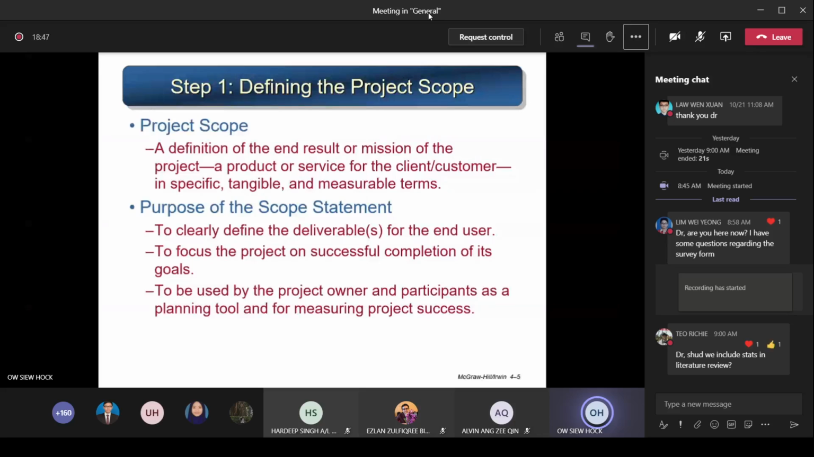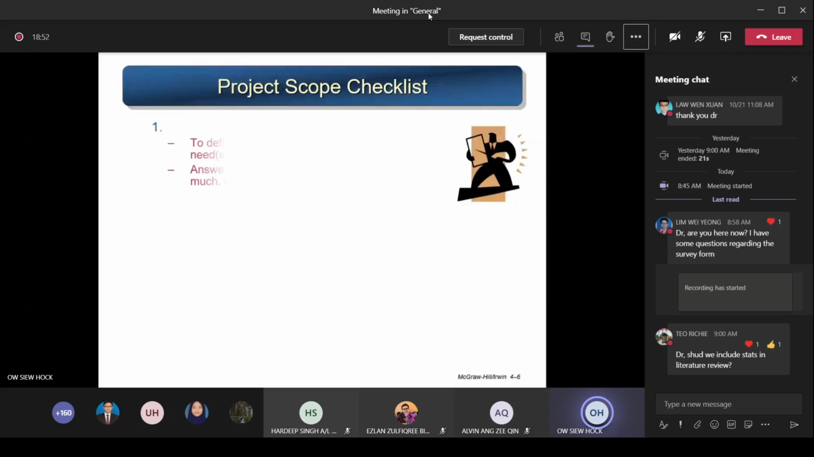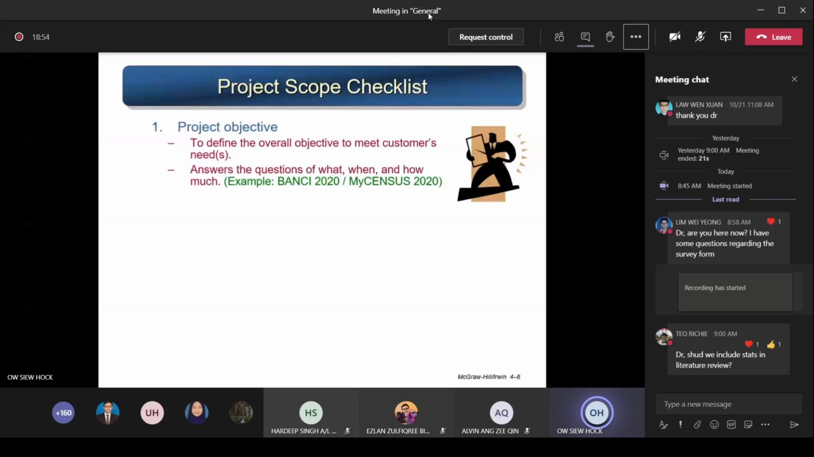So this is the purpose why you need to have a scope statement. First you must know how to proceed, and there is a checklist called the scope checklist. So what is in this project scope checklist? Step number 1 is the project objective. First you have to define the overall objective to meet the customer's needs. When you state this project objective statement, you have to answer a few things: the question of what, the question of when, and the question of how much.